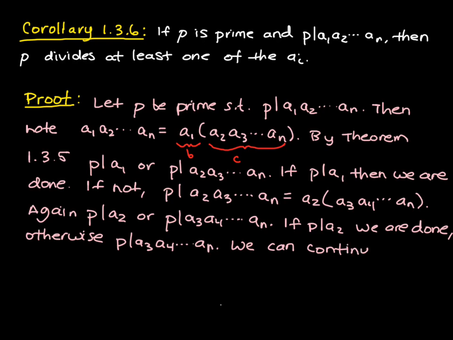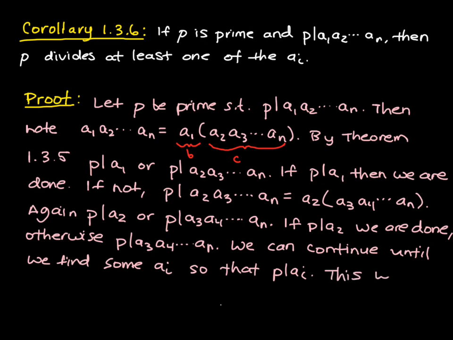So we can continue until we find some a sub i so that P divides a sub i. And note that we could have to take n steps. We could have to do this all the way until we get that P divides a sub n. But it's going to have to divide one of them because of this previous Theorem 1.3.5. So note this will take at most n steps.